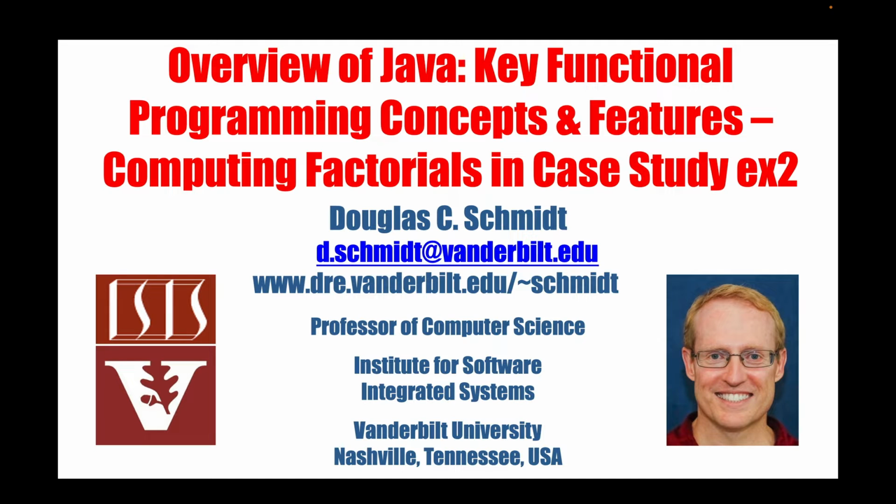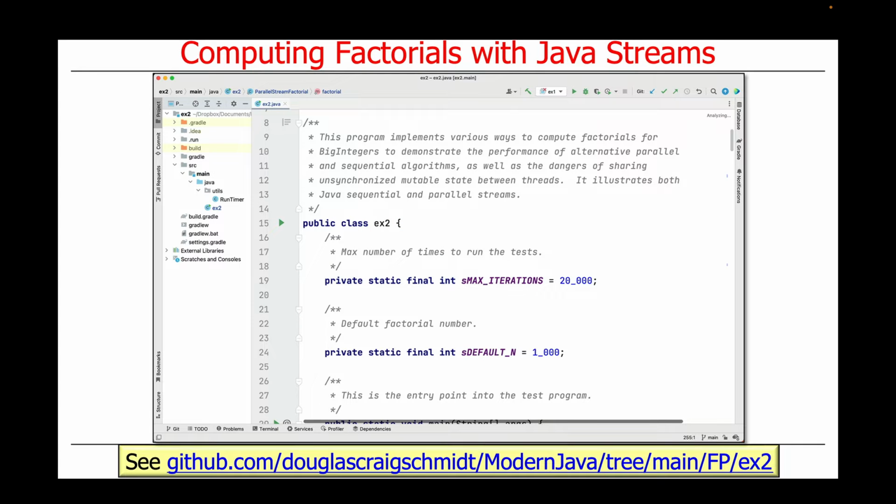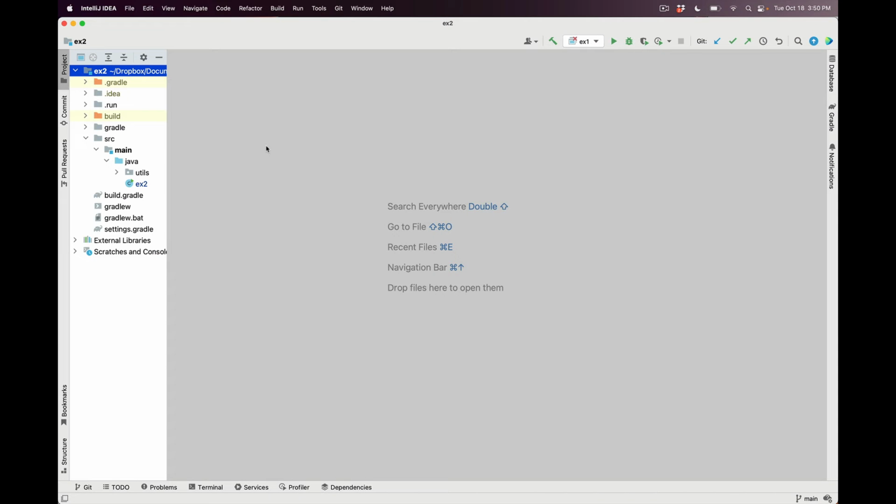We'll wrap up our overview of Java's key functional programming concepts and features by exploring case study ex2. In this case study, we'll walk through code that computes big integer factorials in various ways, some buggy and some correct. The code we'll walk through is available in my ex2 project in the FP folder in my Modern Java GitHub repository. We're now in my IntelliJ project for case study ex2.